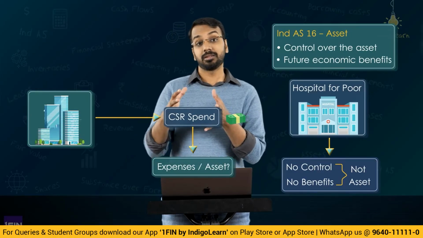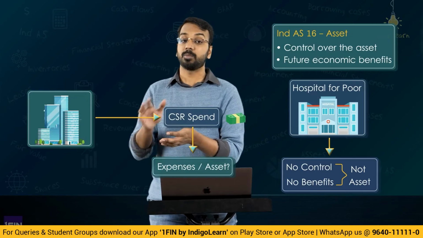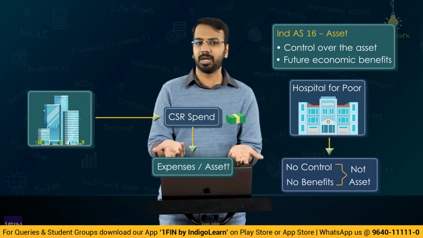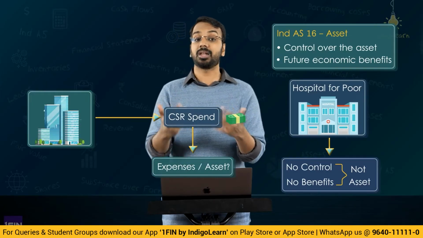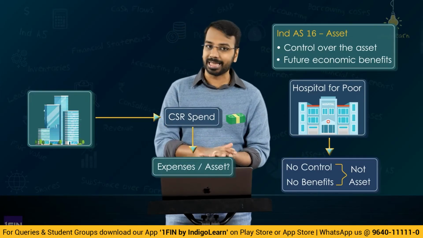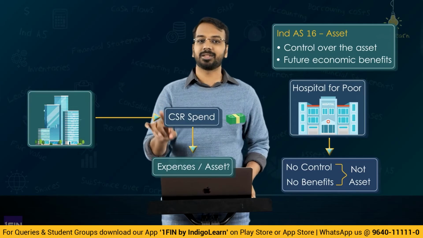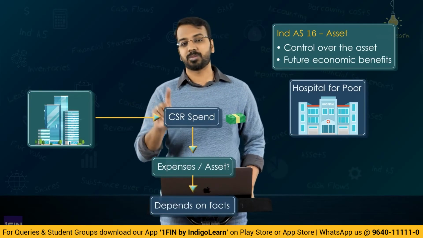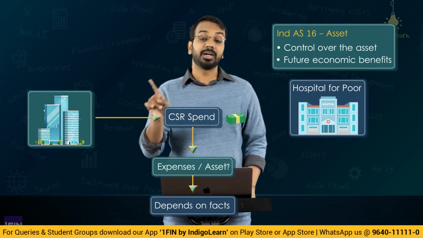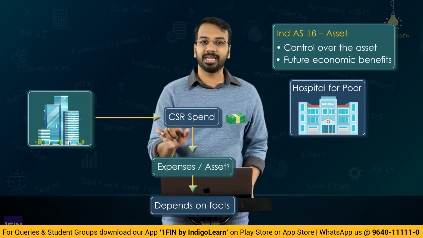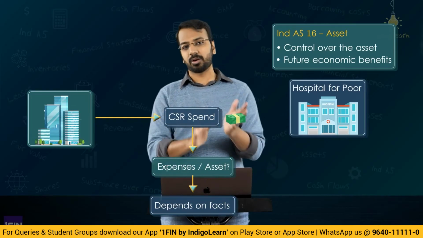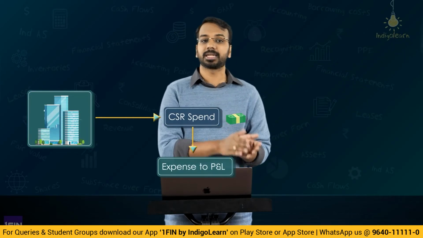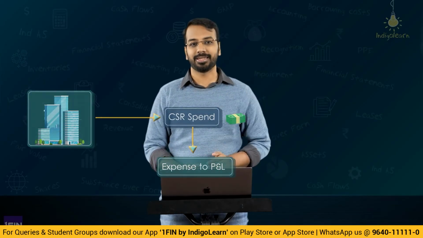But if, let us say, the treatment is being provided to poor patients, but the building is owned and controlled by the entity and the entity can sell off that building whenever it wants to, then in that case, you can recognize it as an item of asset in the balance sheet, right? So, you have to look at the facts and circumstances of the case. You have to look at the relevant Ind AS provisions and then see whether you can recognize it as an asset. But otherwise, generally, CSR expenditures would be recognized in the P&L only.